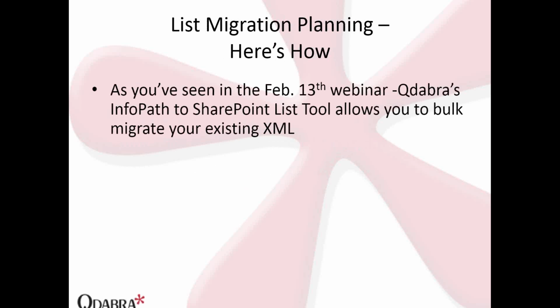Now we have our tool that you saw in the February 13th webinar, the InfoPath to SharePoint list tool. And this can allow you to bulk migrate your existing XML. You might have used it with Q rules, but it has always had this bulk import feature as well. And so you could leverage that, copy your XML out of SharePoint, use the tool, get everything uploaded into lists. And that's definitely a great tool for getting your data into lists.